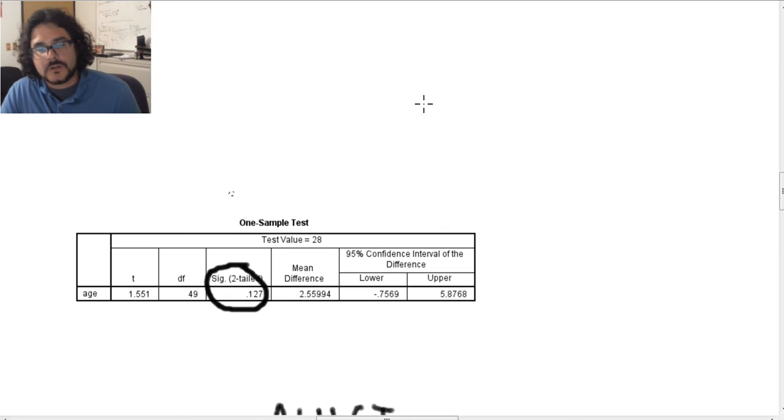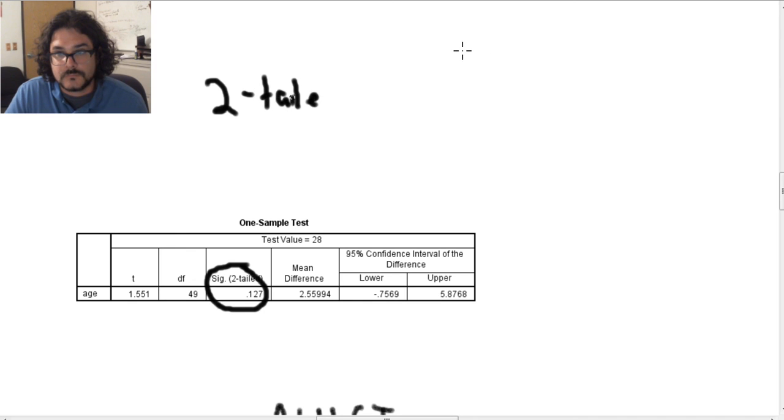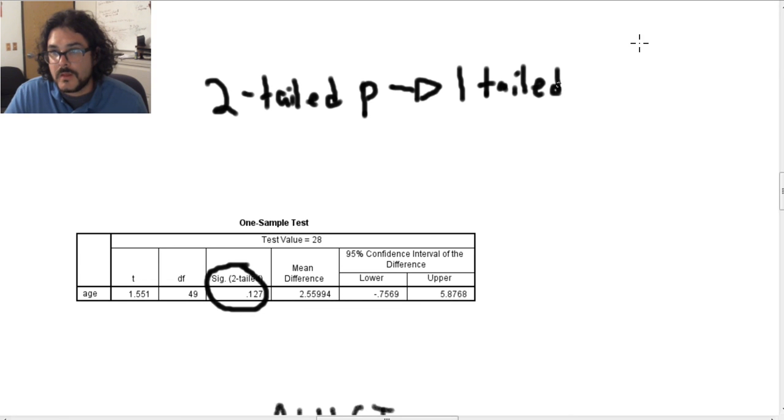You'll notice SPSS almost always gives two-tailed p-values. So if you want to turn a two-tailed p-value into a one-tailed p-value, you simply take the p-value, which is labeled Sig, and divide it by 2.